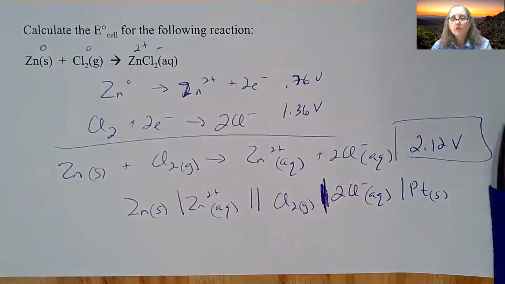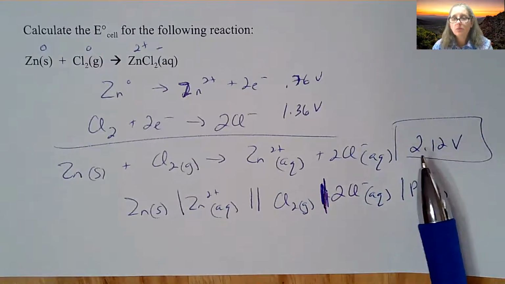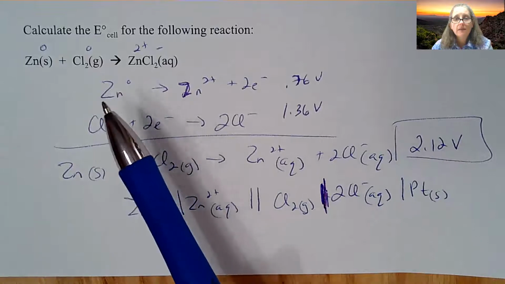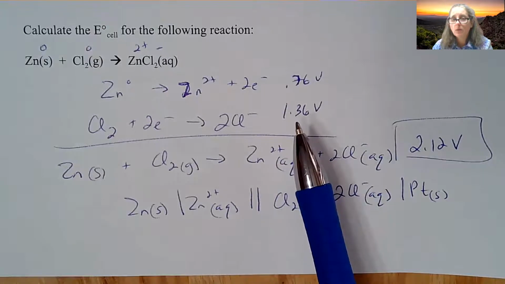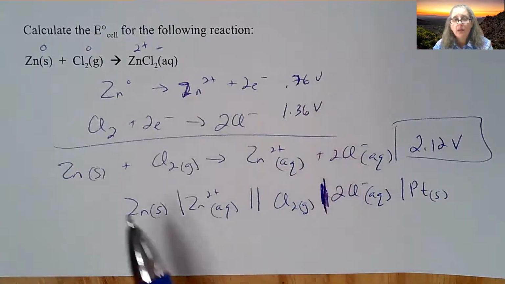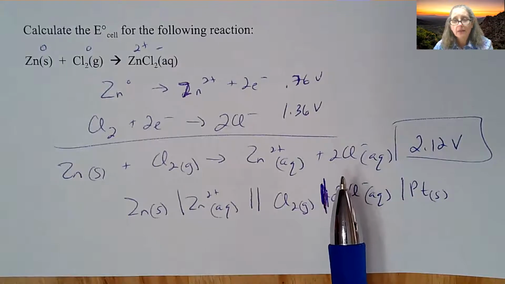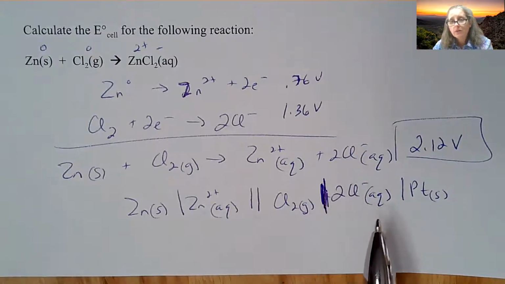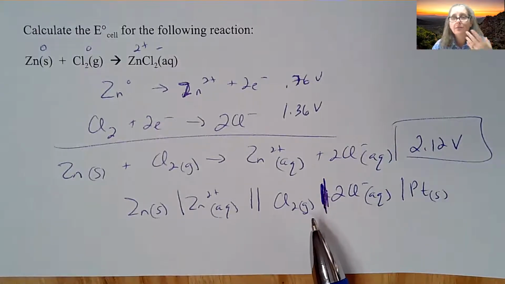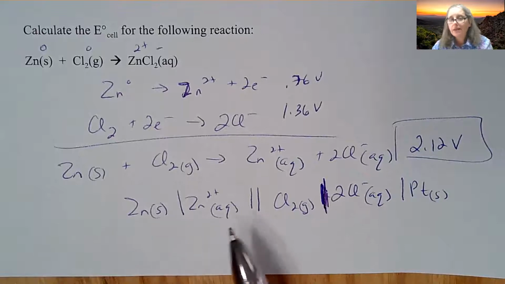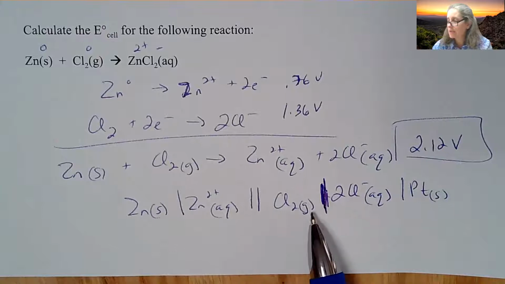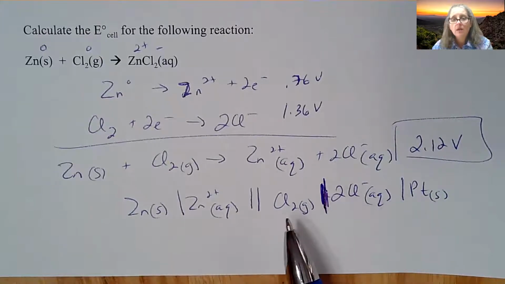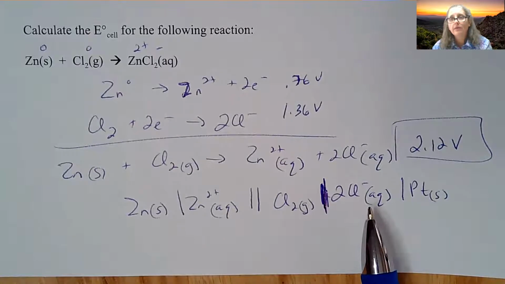All right, so if you're just looking for the E cell, it would end up being 2.12 volts. Again, the zinc would be 0.76, the Cl2 going to 2Cl minus would be 1.36, and when you add them together you get 2.12. So here is the net ionic equation, and I wrote down the line notation because it is a different kind of line notation. Zinc and zinc ion we've done a few examples of, but this is Cl2 gas and Cl minus aqueous.